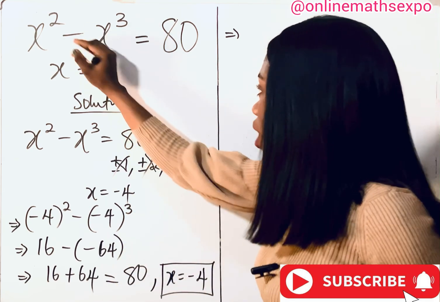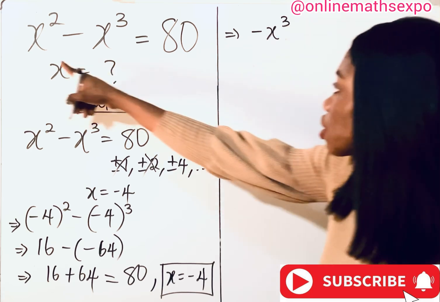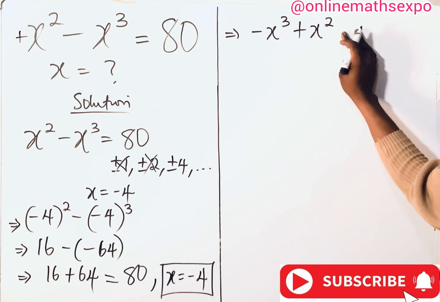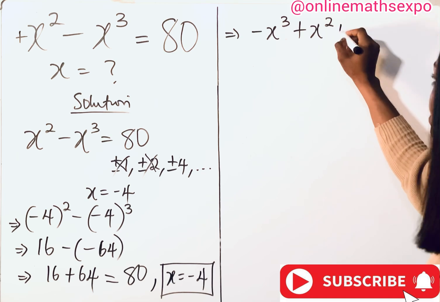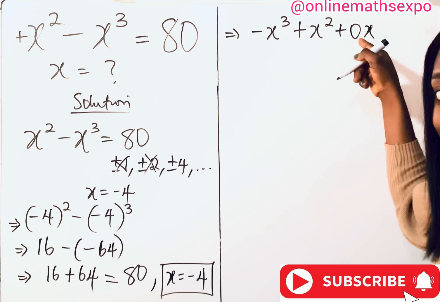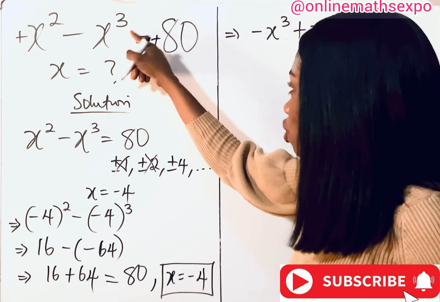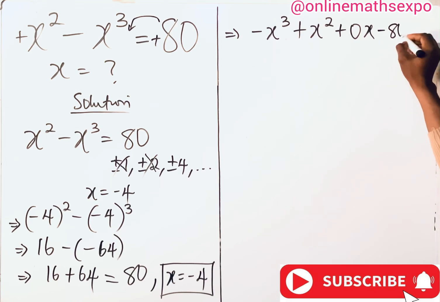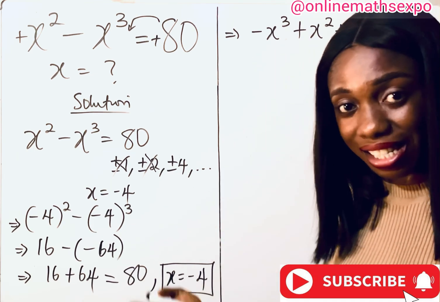So here, let's rearrange this. It's going to be negative x cubed. This is positive here, so we have positive x squared. You observe there is no value for x and there should be. So in that case, we are going to have 0x. That is why we say we should put it in order, okay? Now this 80 is positive. We are going to take it to the left side. It is going to give us negative 80 equal to 0. Remember we said we only work with coefficients for synthetic division.